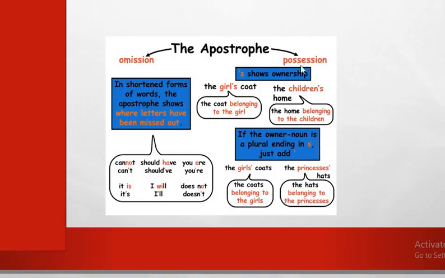In respect of possession, the apostrophe shows ownership. The girl's coat, that is, the coat belongs to the girl. Children's home, that is, the home belongs to the children. If the owner noun is a plural ending in s, just add only an apostrophe. It is girls' coat, princesses' hats.